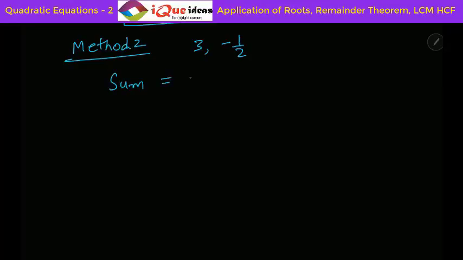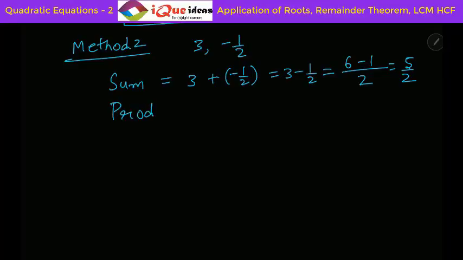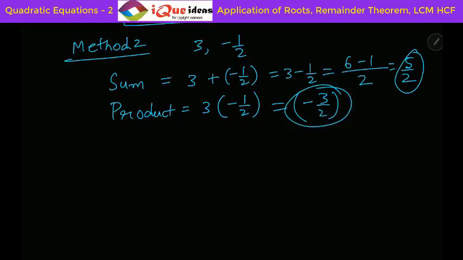The sum of roots in this case is 3 + (-1/2), which is eventually 3 - 1/2. That is LCM 2 in denominator. In numerator we'll have 3 into 2, that is 6, minus 1, which is 5/2. And the product of roots will be given as 3 into -1/2, which is simply -3/2, right? So sum of roots is 5/2, product of roots is -3/2.